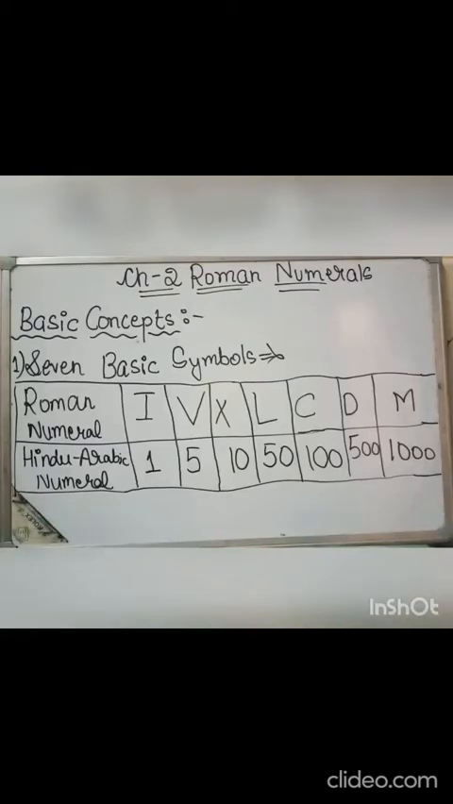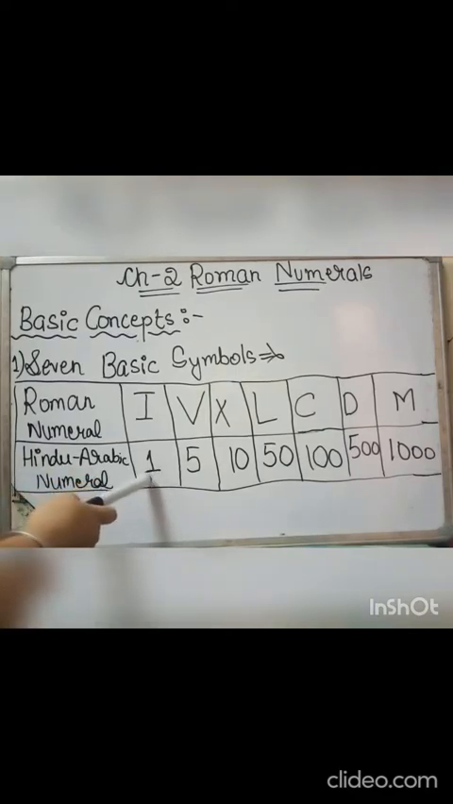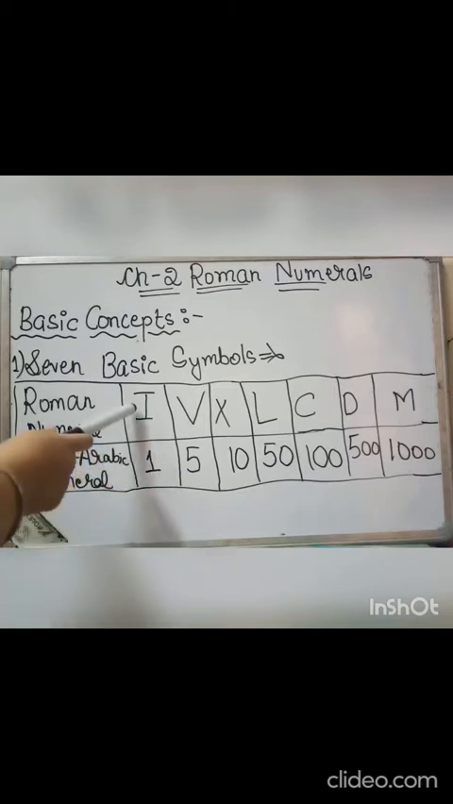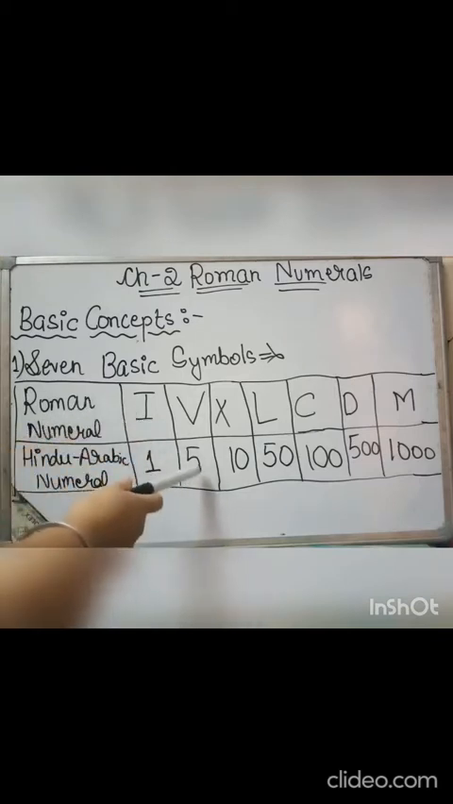Students, in last class we have completed our first chapter and from today we will start chapter 2, Roman numbers. So first we will write the basic concepts of this chapter. First basic concept is 7 basic symbols. In Hindu Arabic numeral form we write 1, and 1 is written as I in Roman numbers.